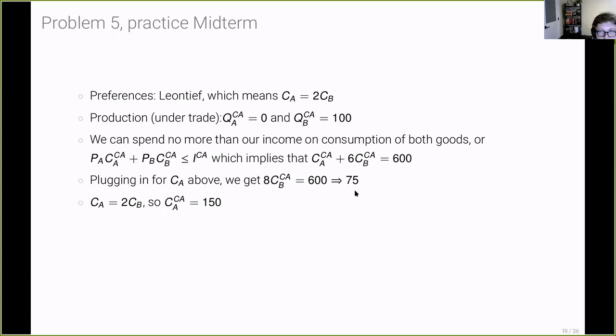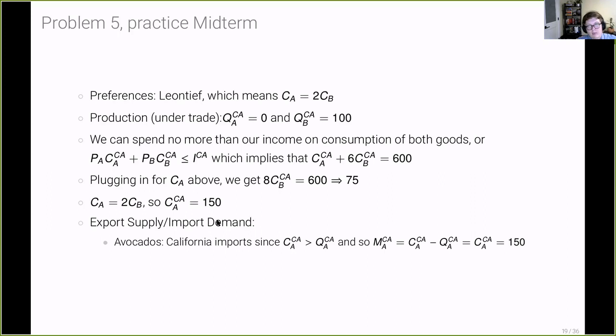So if we know that our consumption of bread is going to be 75, and we know that we consume twice as many avocados as we consume of bread, then California's consumption of avocados must be 150. Like we had before, if we know what we're endowed with and what we're consuming, it's straightforward to get to what our imports and exports must be. We consume more avocados than we're endowed with, which is nothing, so our consumption of avocados must be coming from imports. And so California's imports of avocados are 150.